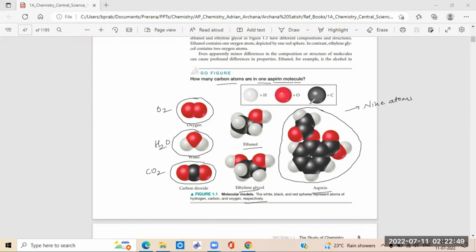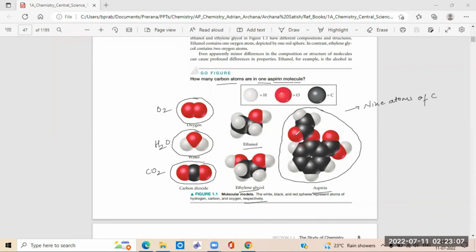Yeah, the black color spheres you can see, those are carbon. The red colored ones are oxygen, and the white color spheres we see are hydrogen. So looking at this molecule, you can just count 1, 2, 3, 4, 5, 6, 7, 8, 9 atoms of carbon. This is a single molecule of aspirin.